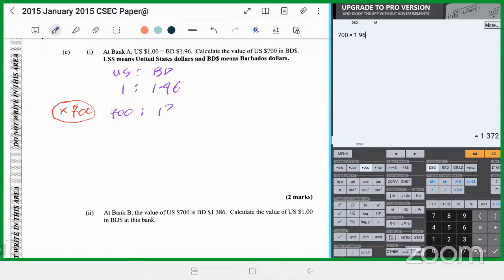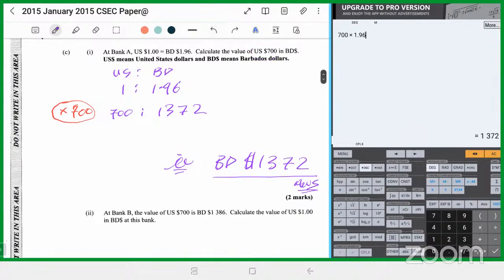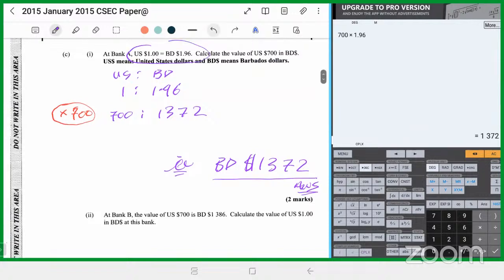That's 1372. So I can write the answer now. That is 1372 Barbados dollars. This is my answer to the question. 700 US dollars is 1372 Barbados dollars. Now this was an easy question. I know that I just need to multiply by 700, but I'm trying to show you the approach if you do it as a ratio question. That's why I did it that way, just to show you the approach as a ratio.